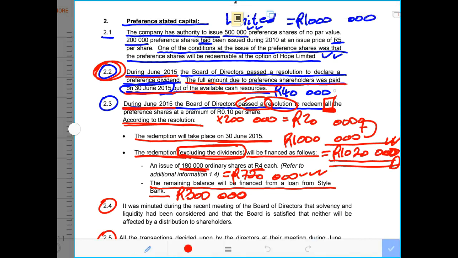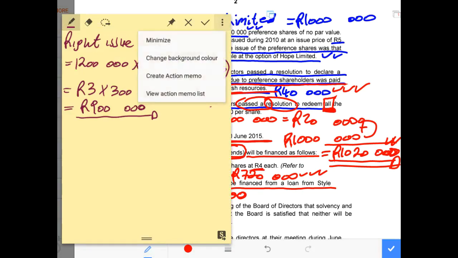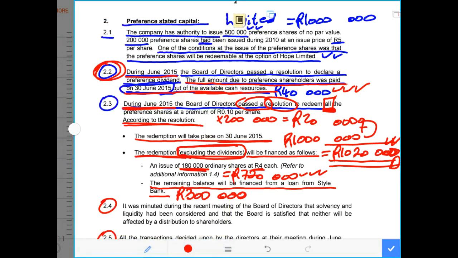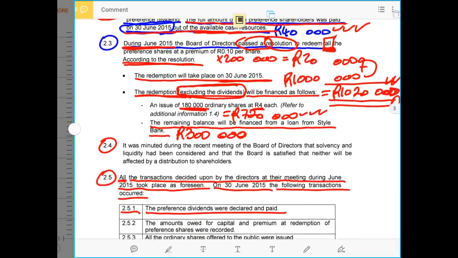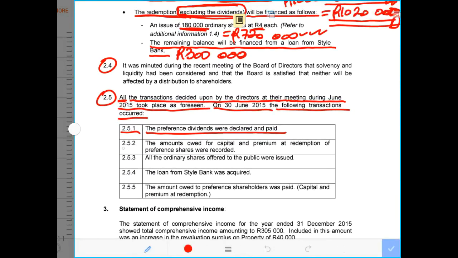Remember, we said preference dividends will be an amount of 40,000 rands. Why? Because it's only for 6 months. I think we did show those calculations. Okay, not here, but we showed that we only need them for 6 months because they were declared and they were paid in the middle of June.